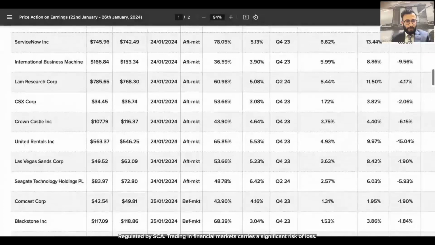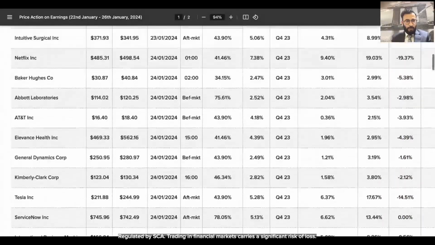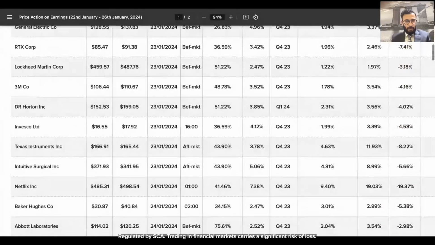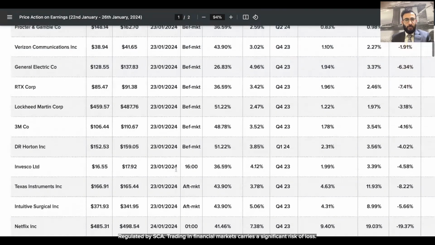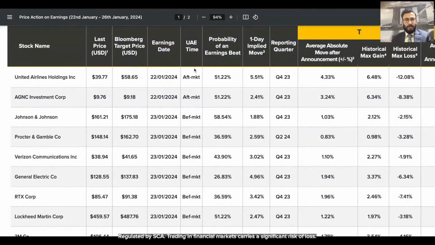Netflix also was around 23rd. Yeah. If you see Netflix right here, it was 24th after market around 1 a.m. Right? So this is where the Netflix earnings also came out. So this is the time, and then UAE time is already mentioned, the date and the time.